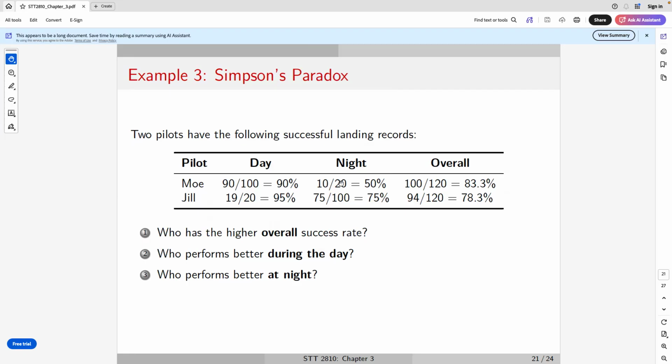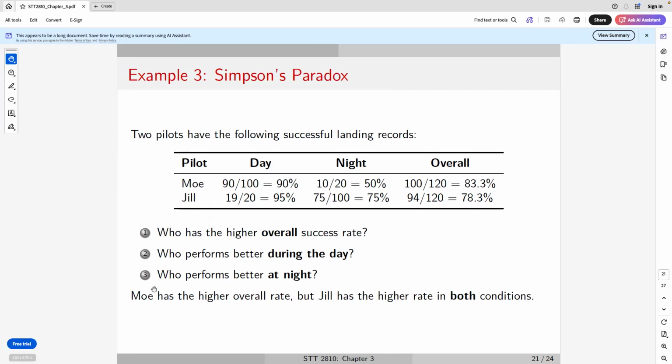Now, let's look at who performs better during the day. Let's just compare the day here. Who performs better during the day? Jill. Who performs better during the night? So you see, the overall is not depicting the entire picture here. Does that make sense? That is what Simpson's paradox is saying, that sometimes the overall can contradict the within group averages. Is that okay? Or percentages.